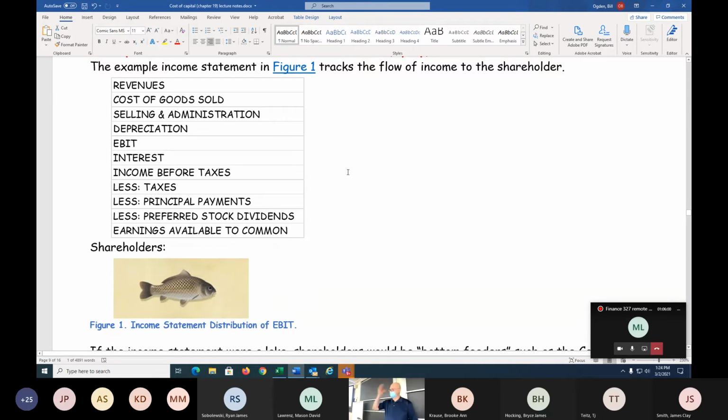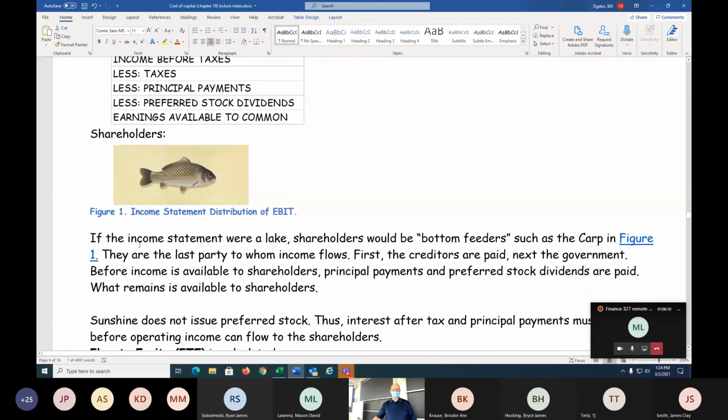Okay, so a mental image. Where do shareholders come into an income statement? Well, I look at it this way. If the income statement above were a lake, the shareholders would be bottom feeders, such as the carp. That's why I put a carp down here. That's your shareholders. They're at the bottom. Everybody else gets paid first, don't they? And think about it. If you go into liquidation, that's the same story, isn't it? Everybody else first. You're last. That's why shareholders require higher rates of return than the other capital providers.